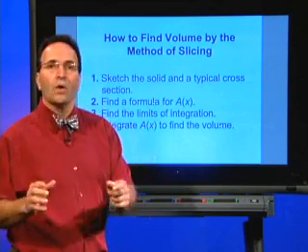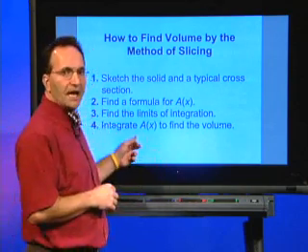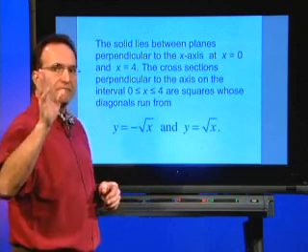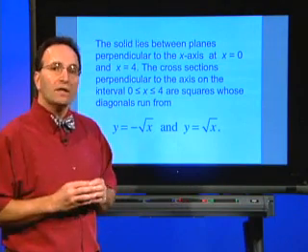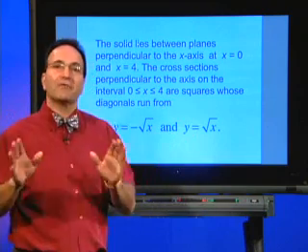Let's look at an example with a square cross-section area. So here we have the solid lies between the planes perpendicular to the x-axis at x equals 0 and x equals 4. The cross-sections perpendicular to the axis on the interval from 0 to 4 are squares whose diagonals run from y equals negative square root of x to y equals the square root of x. So what we want to do is figure out what the area of this square is.